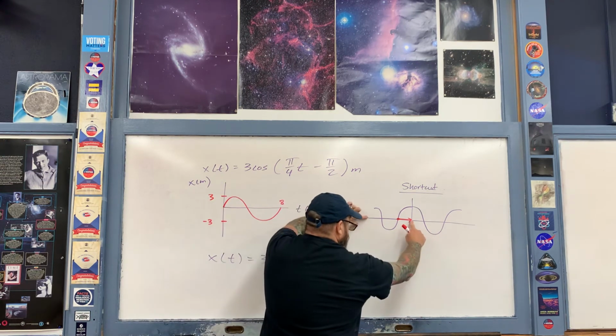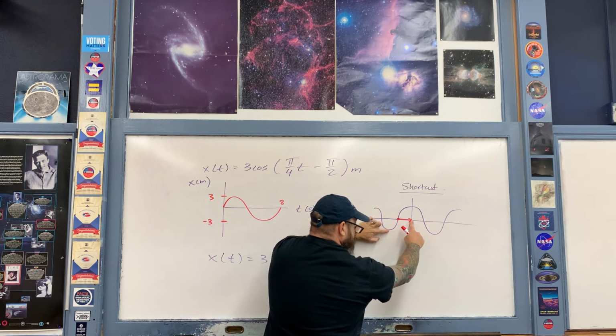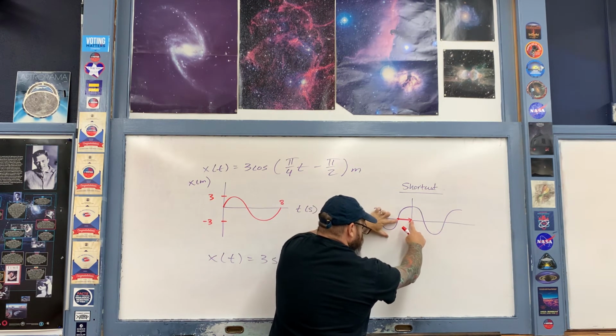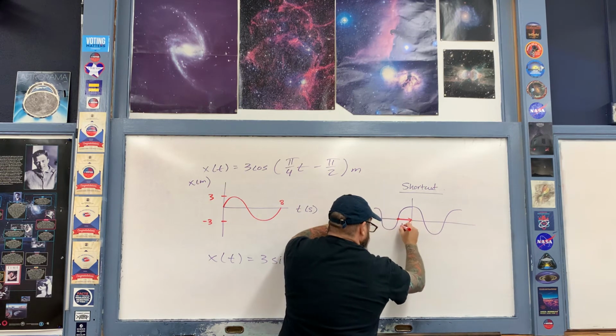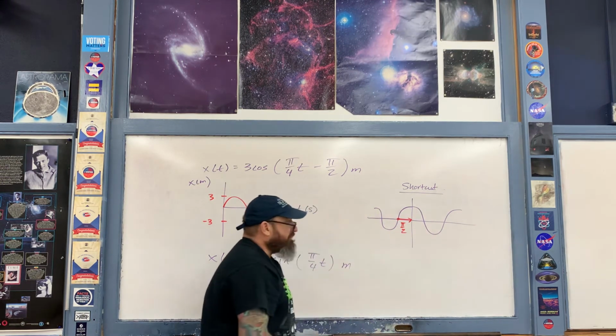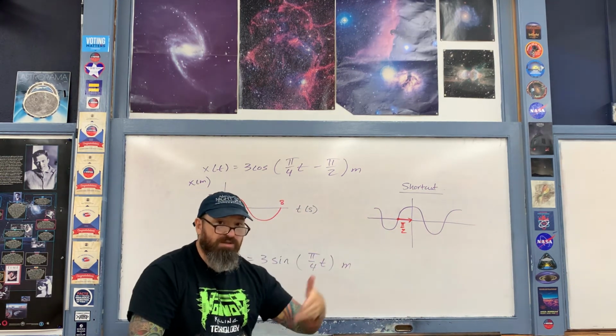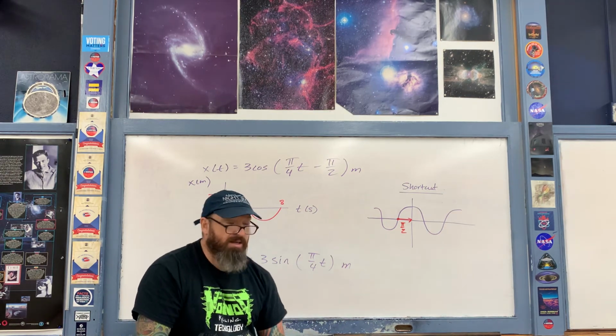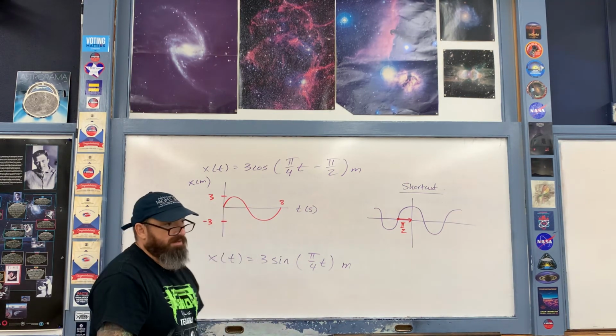Now, how much in terms of angle did I shift this cosine curve by? Well, this right here is one full oscillation, so that's 2 pi radians. Halfway would be pi radians. This right here is 1/4 of the way, which would be pi over 2 radians. So if I take this cosine curve and I shift it to the right by pi over 2 radians, then I end up with this sine function.